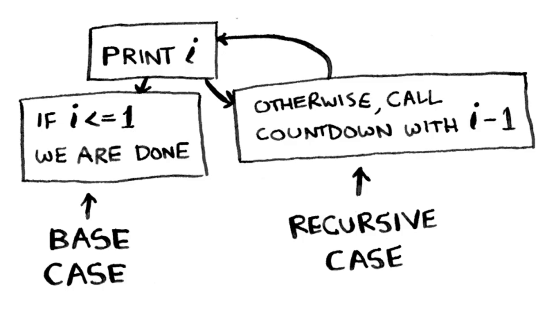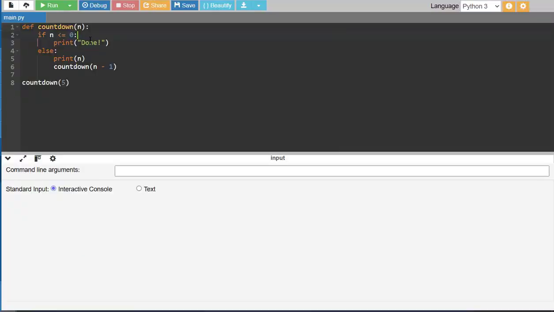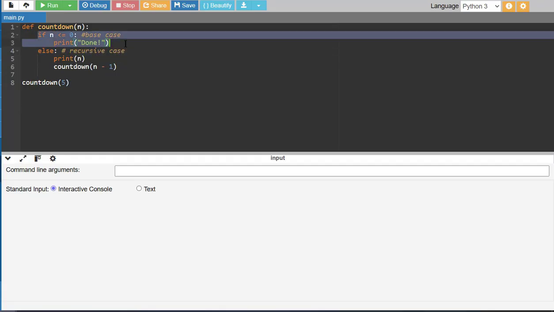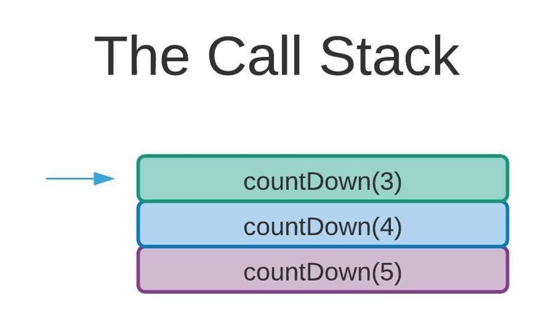Now, every recursive function must have two parts, what we call a base case and a recursive case. In this case, the base case would be the condition that stops the recursion. So in this example, this would be the base case, where when n reaches 0, then we print done and exit the function recursion. However, when n is not 0, when it's still greater than 0, then this is the recursive case. Without a base case like this here, the function would call itself forever.